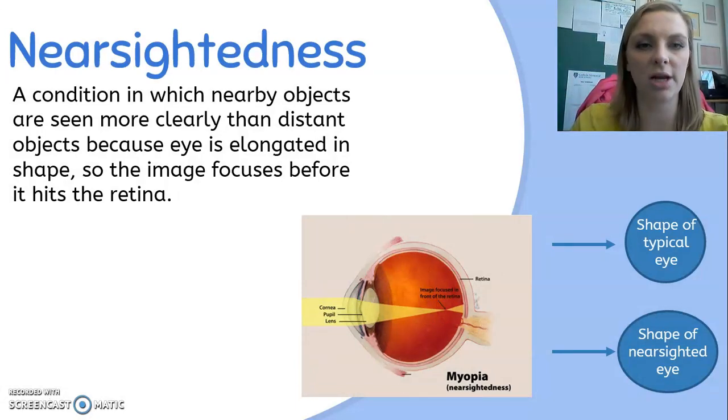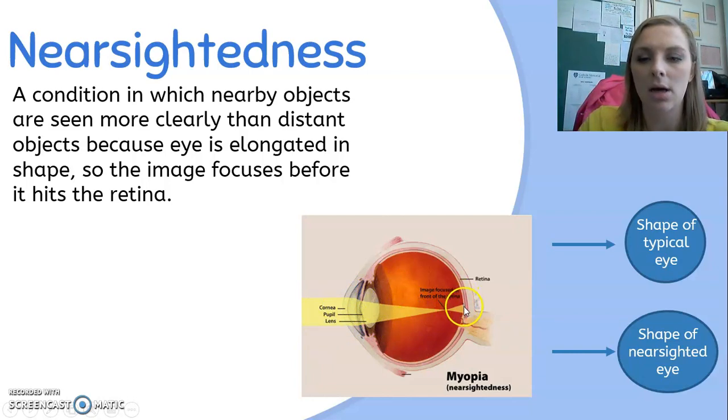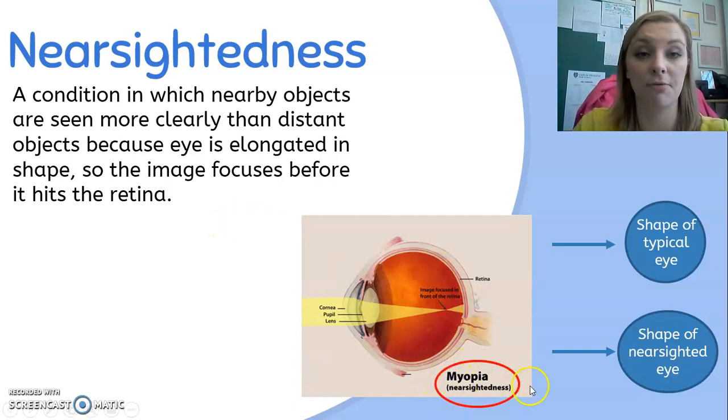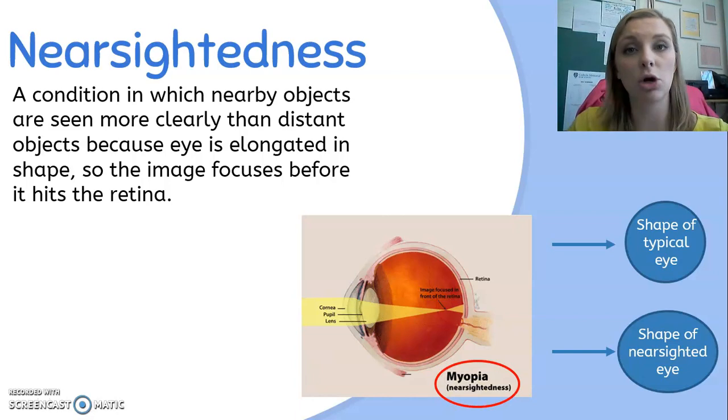Okay, let's talk about the two different types of sightedness that people can have. So normal vision, our lens focuses an image on the retina here. But if you are nearsighted, which is also called myopia, which is important for you to know, you can see close-up objects easily. That's no problem. But it's those far away objects that you have issues with.